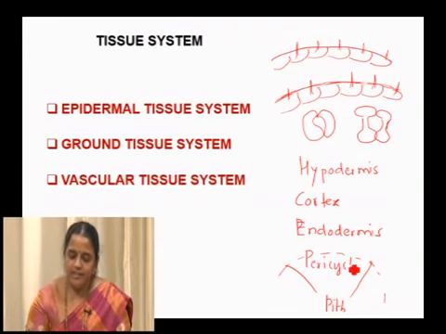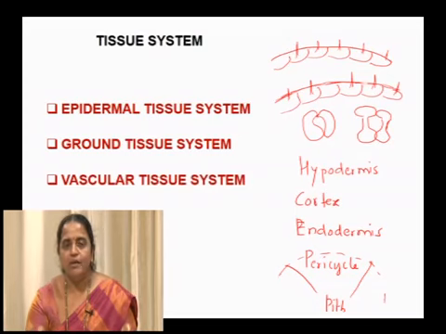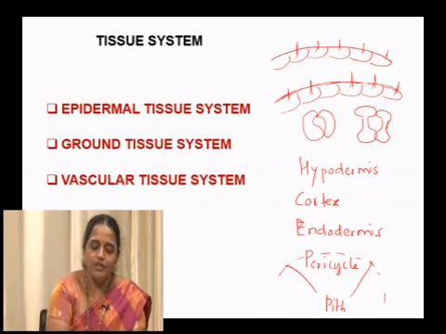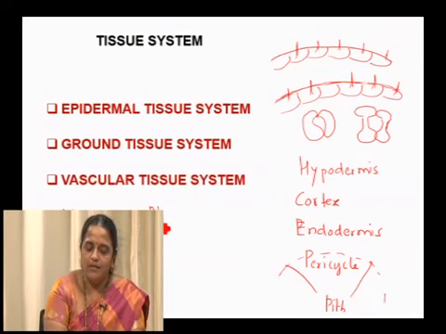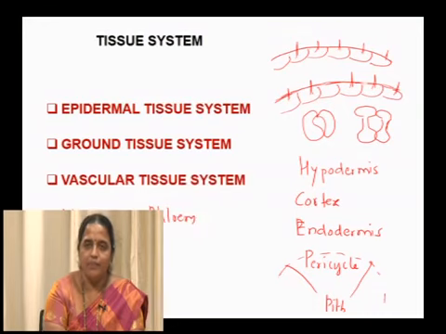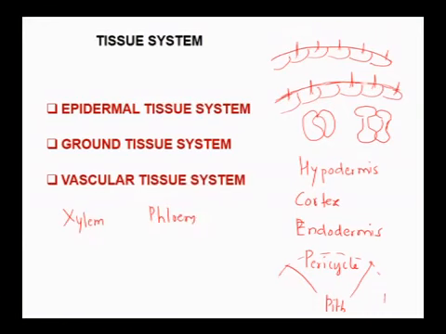In the stele region, the procambium differentiates to give vascular tissues. The vascular tissues are xylem and phloem. When xylem and phloem are arranged separately, we call it radial bundles. When they are together, we call it conjoint. Along the same axis, we call it collateral. Separated by cambium, it is open, and without cambium, it is closed.